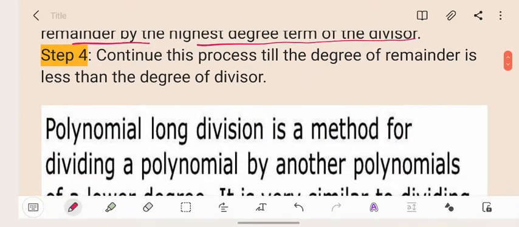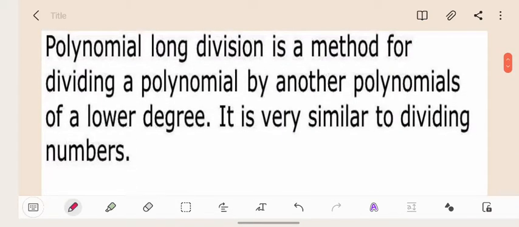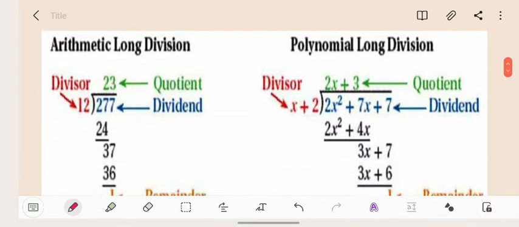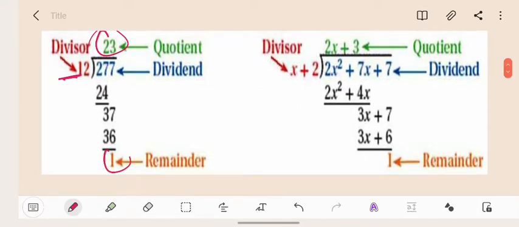So by going with the examples, polynomial long division is a method for dividing a polynomial by another polynomial of a lower degree. It is very similar to dividing numbers. Let's see a few examples here. We'll check first of all the arithmetic long division method. So 277 divided by 12. After dividing, you get 23 as the quotient, 12 is the divisor, and the remainder gives you 1.